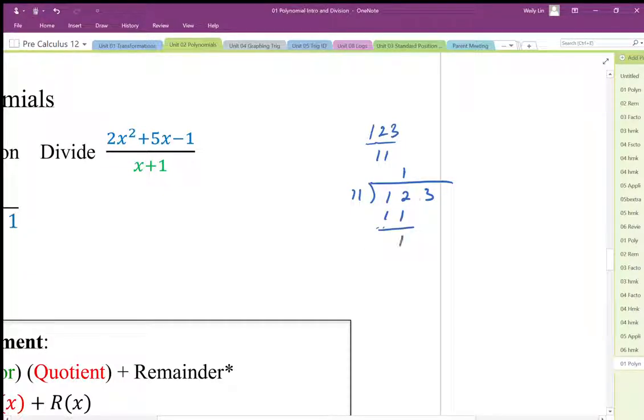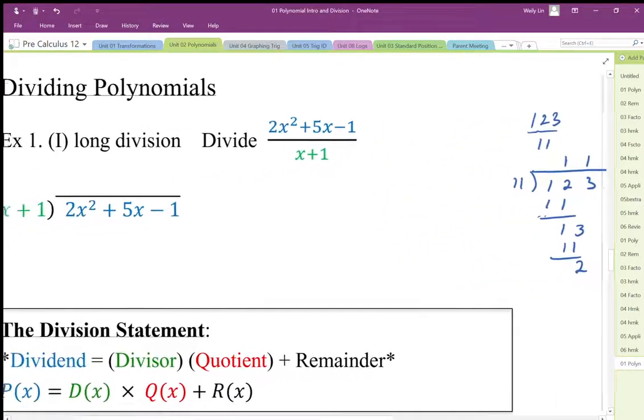So we get 110 and 3 ones, and then this is our ones position, so I need 11 times 1, which is 11. This gives us a remainder of 2. Okay, so it goes in there 11 times, so 11 times 11 plus 2 equals 123. So this is how we do long division with numbers.